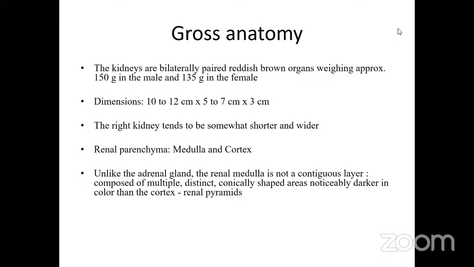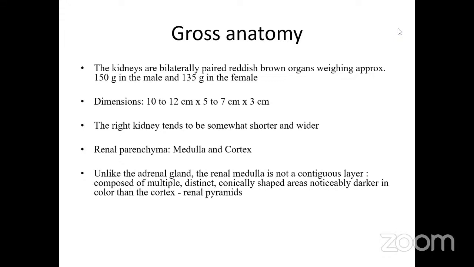The kidneys are bilaterally paired reddish brown organs which weigh approximately 150 gram in male and 135 gram in female. The dimensions of the kidney are 10 to 12 centimeters by 5 to 7 centimeters. Anterior posteriorly, it is about 3 centimeters. The right kidney tends to be somewhat shorter and wider.